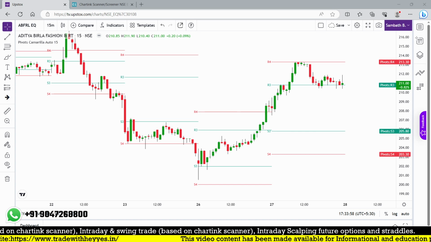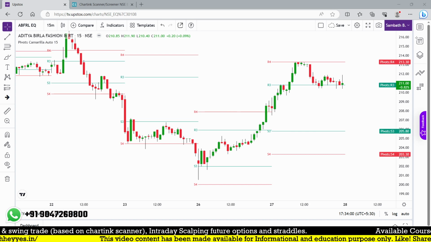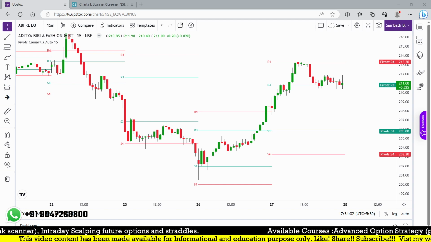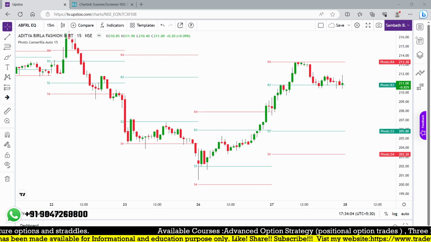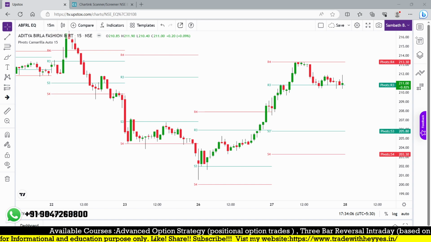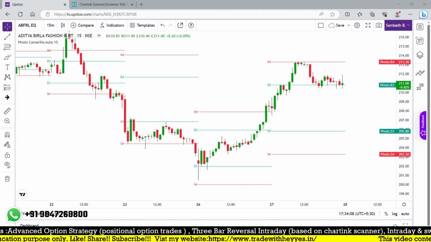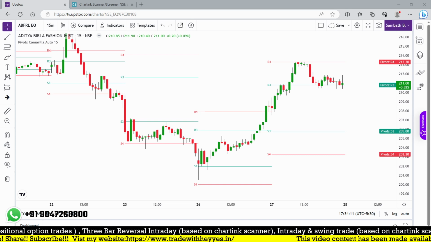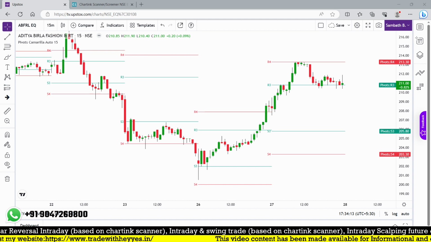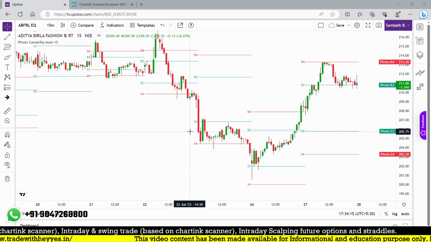First of all, we are going to make the scanners, how to create the scanners, and what types of reversal are the most reliable. I am going to discuss that here in this video, and also any stock which reversed from R4.